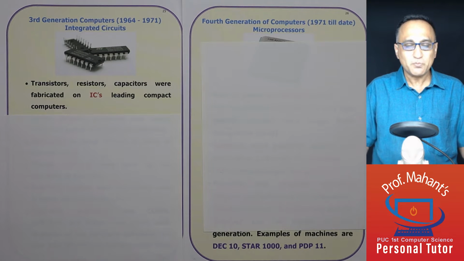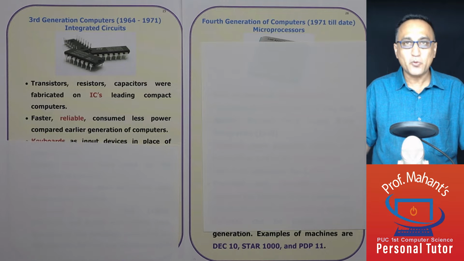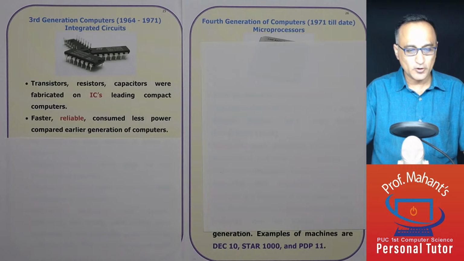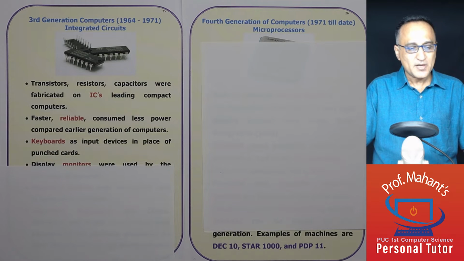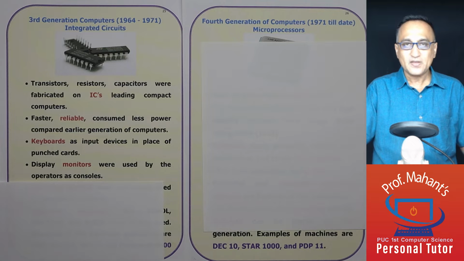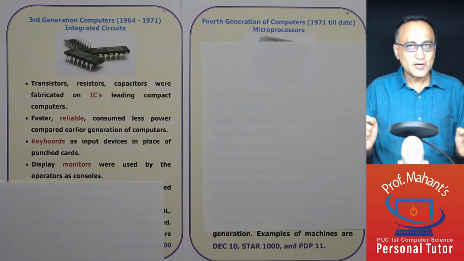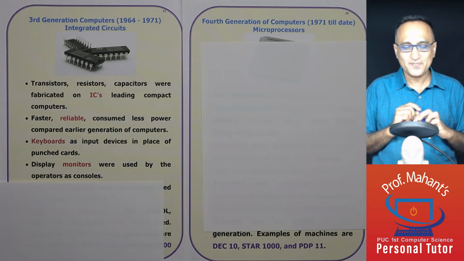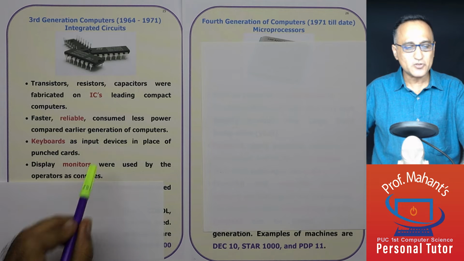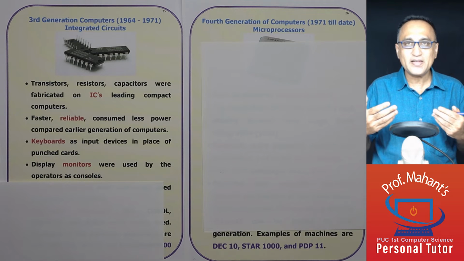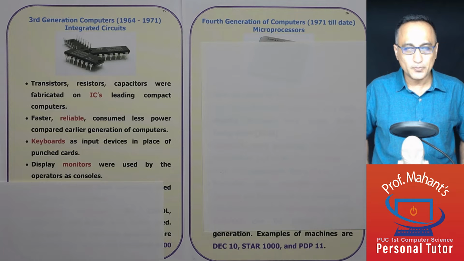The advantage is that more transistors, resistors, capacitors could be placed in a smaller area, leading to smaller computers, more reliable machines, faster machines consuming less power, and so on. This is all compared to the previous generation. Now, an important change that happened here was that in the previous generations, we used punch cards as input devices. In this generation, we're using keyboards as a source of input for providing data and instructions to a computer.